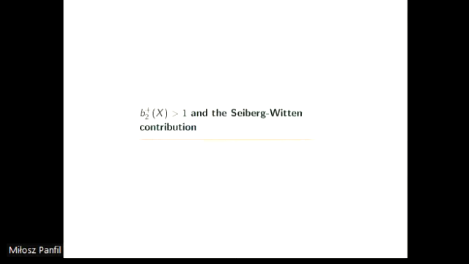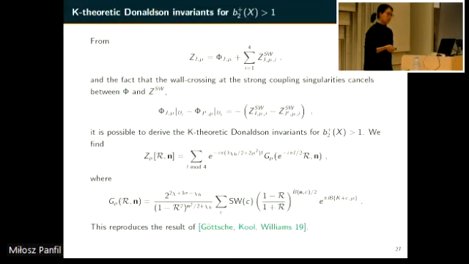So that was it. And finally, I will just conclude by mentioning briefly what happens for b2+ larger than one. From this expression here, and also the fact that the wall-crossing and strong coupling singularities precisely cancel between these two expressions here, we can write down the expression like this. And since we know what happens on the left-hand side, it is possible to know the structure of the right-hand side, the structure of the Seiberg-Witten contribution, okay? And from this, it is possible to derive the K-theoretic Donaldson invariants for b2+ larger than one. And this is the result that we find.